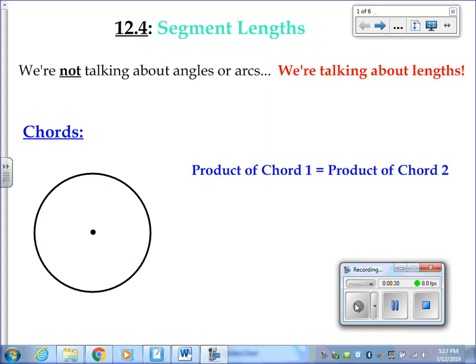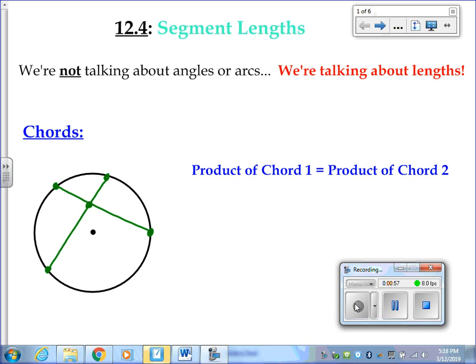So let's talk about chords inside of a circle. So I'm going to have you draw this with me. Let's say we have a chord that passes the circle twice like this, and another chord that also passes the circle, hits it twice. Now when these two chords intersect, they make four parts.